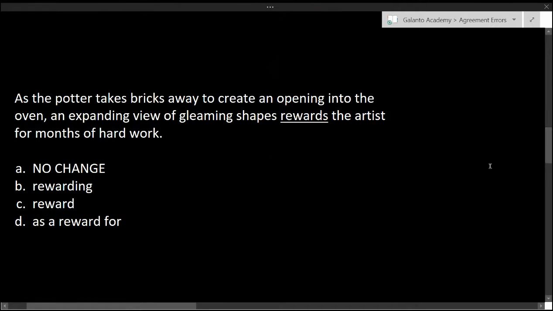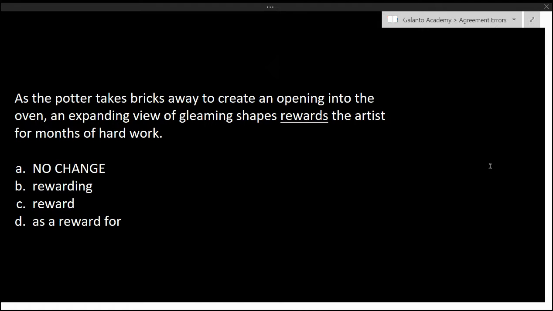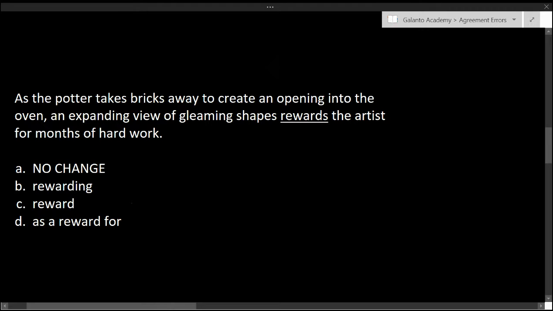So, let's look at this in another question where we see the subject being a bit further away from our verb again. As the potter takes bricks away to create an opening into the oven, an expanding view of gleaming shapes rewards the artist for months of hard work. Now, our verb that we're being asked to look at here is rewards because it's underlined. And we see our options right here. We can keep it rewarding, reward, or a reward for.